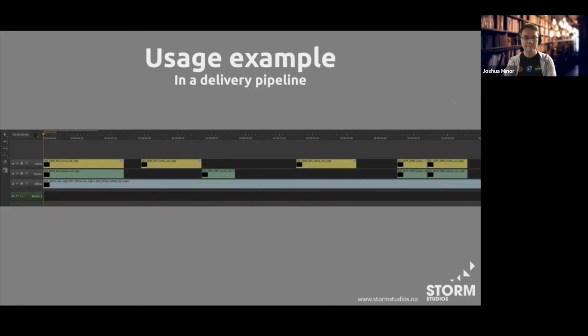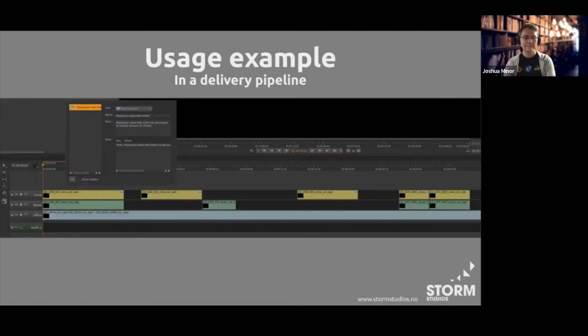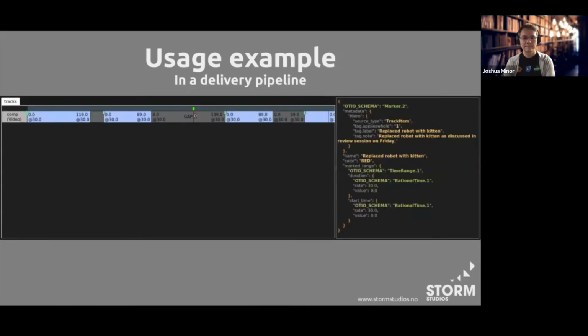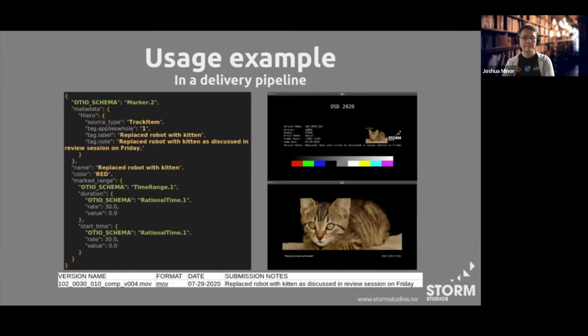So we start in the timeline of Hero, update our edit. We add submission notes as tags to the clips, and we export the selected shots. Here we see it in OTIO view again, and we can use the tag information or the submission notes for the slate frame, for instance.